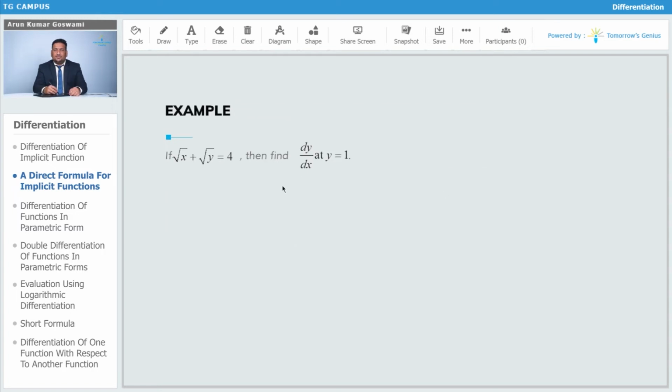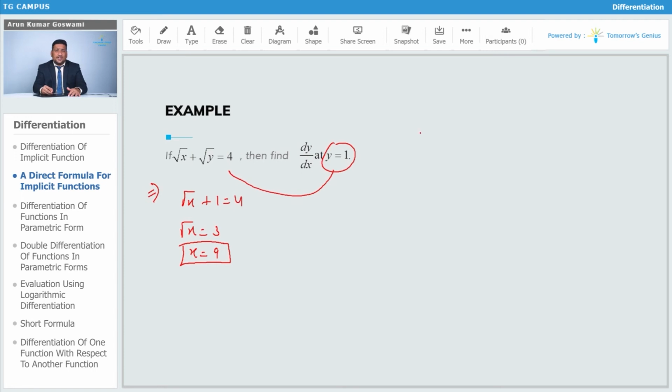Okay guys, let's see this problem. This looks like an easy problem, and you can do it directly. We have root of x plus root of y is equal to 4. Then find the value of dy by dx at y is equal to 1. This is also an initial value problem because the y value is given. If I substitute y equal to 1 here, I get root x plus 1 is equal to 4, root x is equal to 3, and by squaring both sides, x is equal to 9. This is one thing I got.